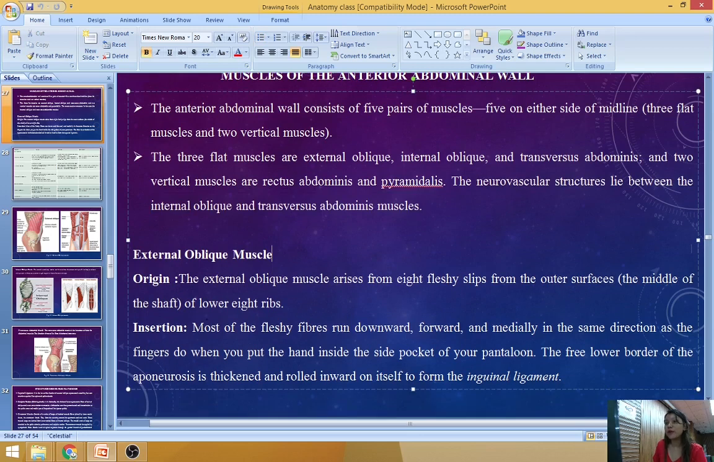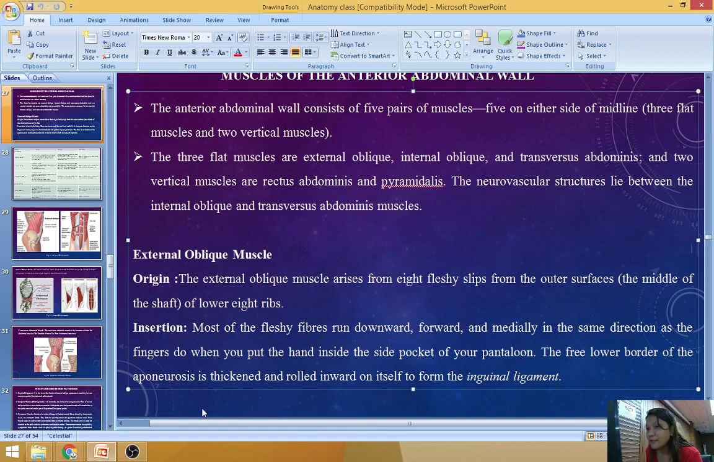Now we come to the external oblique muscle. The external oblique muscle arises from 8 fleshy slips from the outer surface, that is the middle shaft of the lower 8 ribs. Insertion runs, very important, downward, forward, medially, in the same direction as the fingers do when you put the fingers inside the side pocket of your apron. The free lower border of the aponeurosis is thickened and rolls inward on itself to form the inguinal ligament.